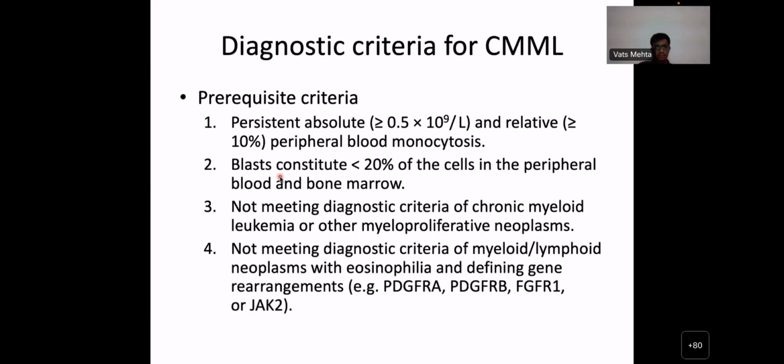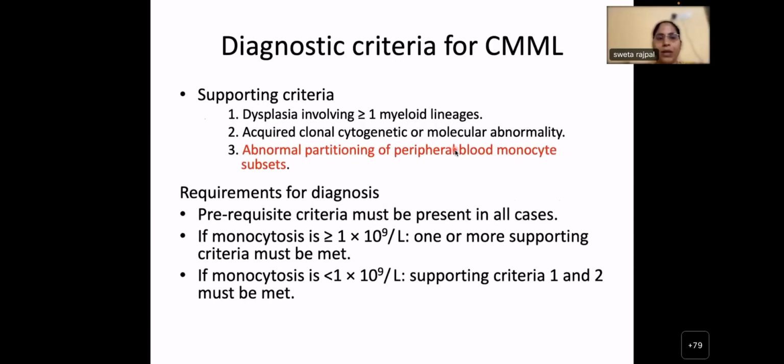So now if we look at the diagnostic criteria for CMML. These were the previous criteria that are there. Prerequisite criteria are supposed to be met. The only thing is that now relative monocytosis is also included, which says if the peripheral blood monocytes are more than 10%, that can also meet the criteria for CMML. Now, in the supporting criteria, we have one criterion talking about abnormal partitioning of peripheral blood monocyte subsets. What do we understand by that?